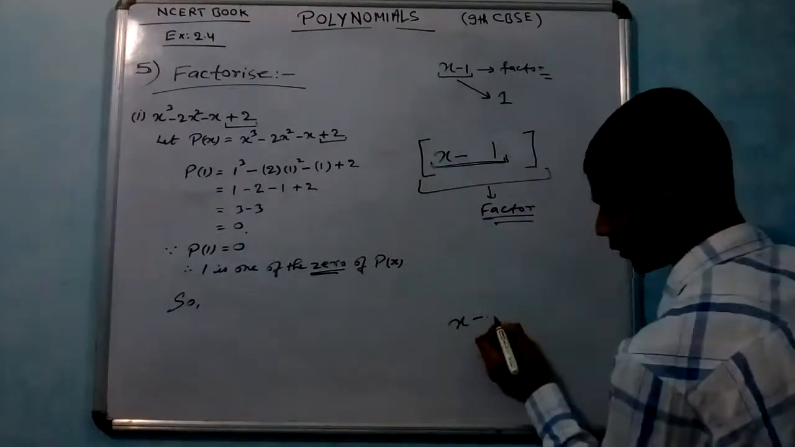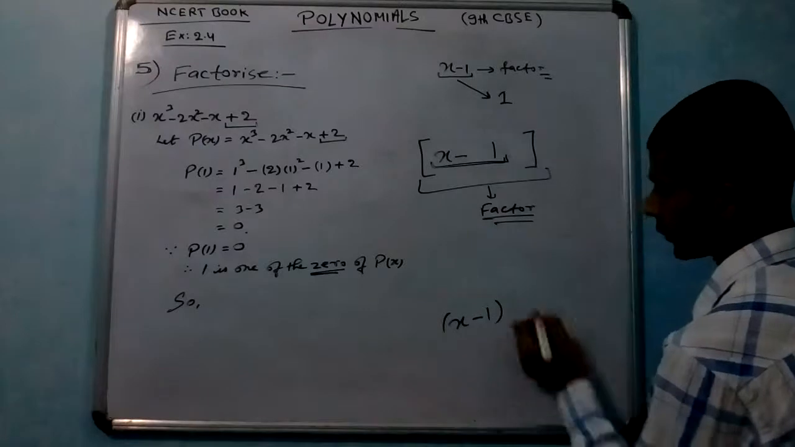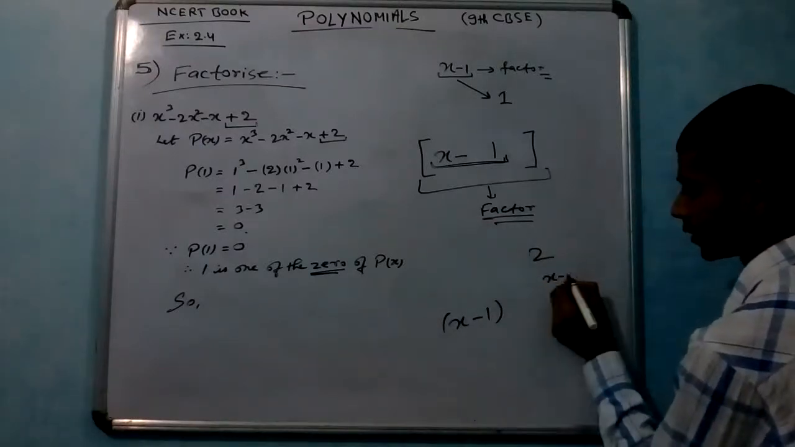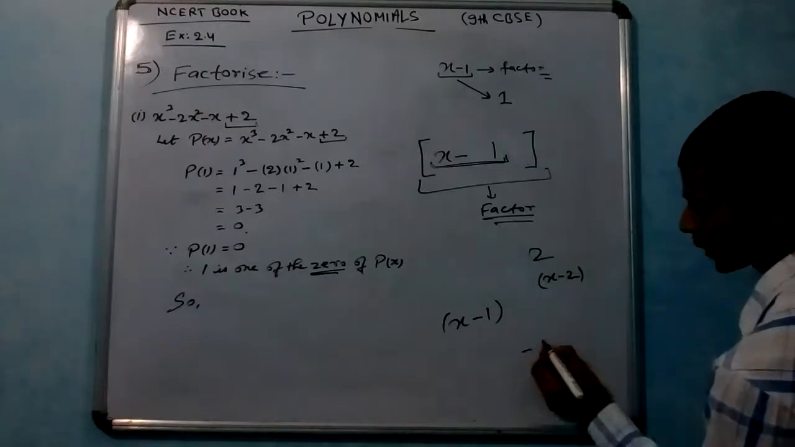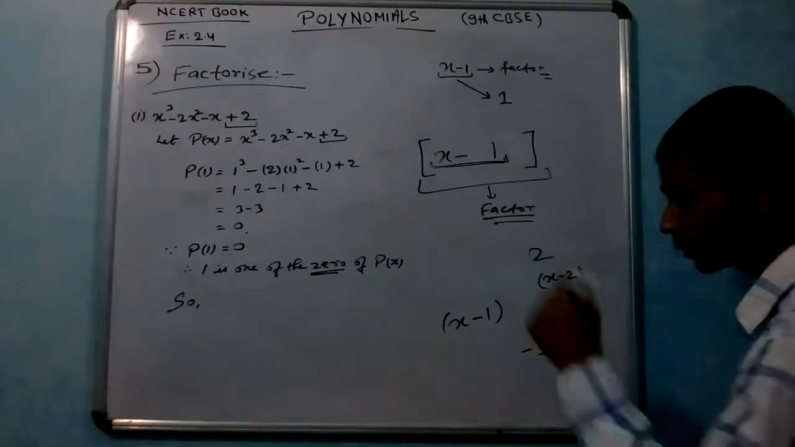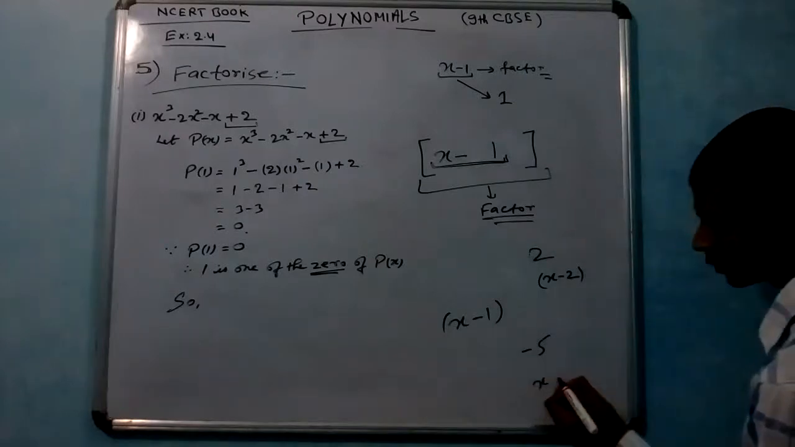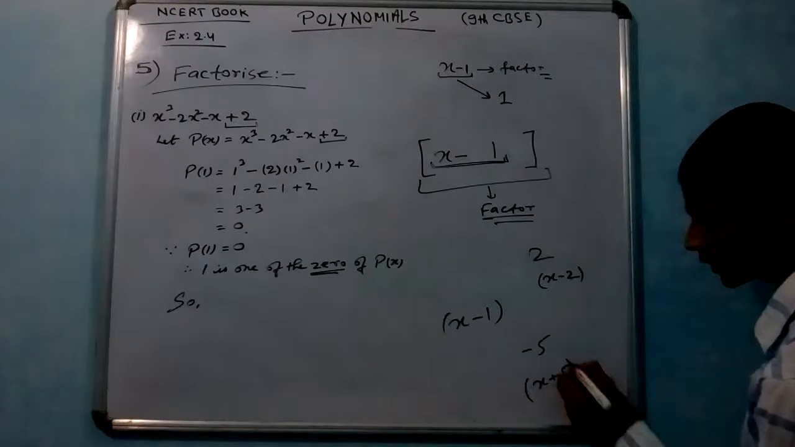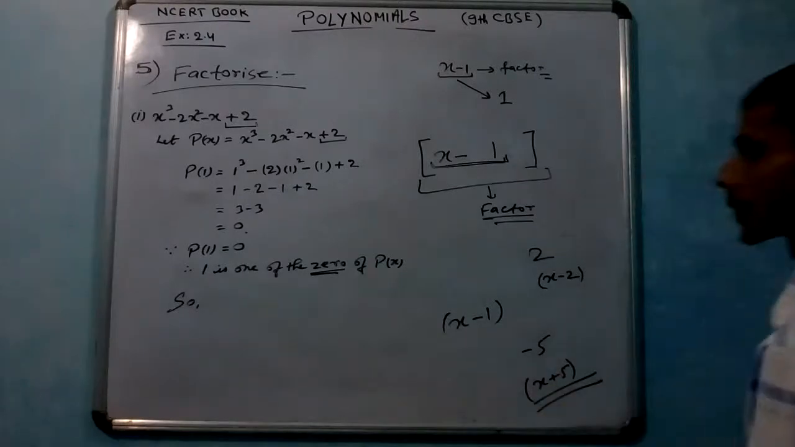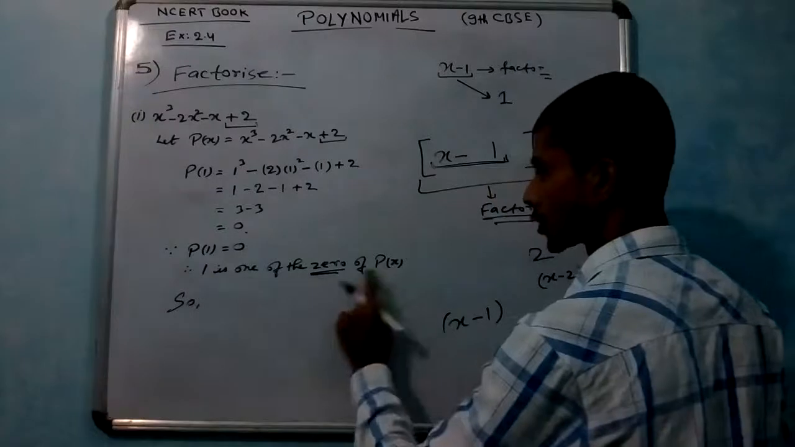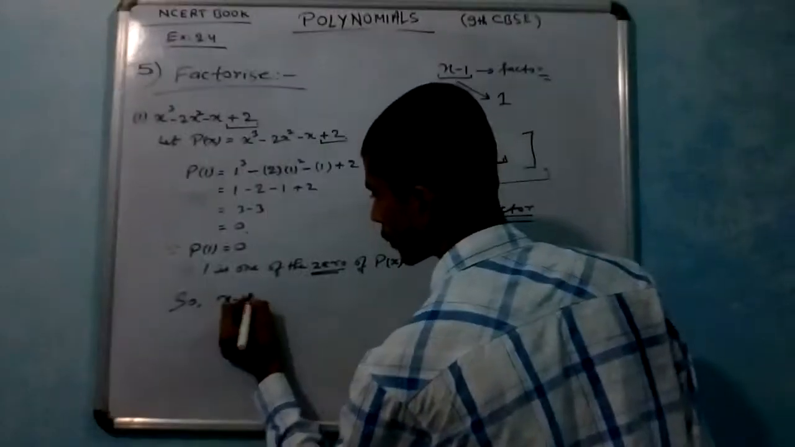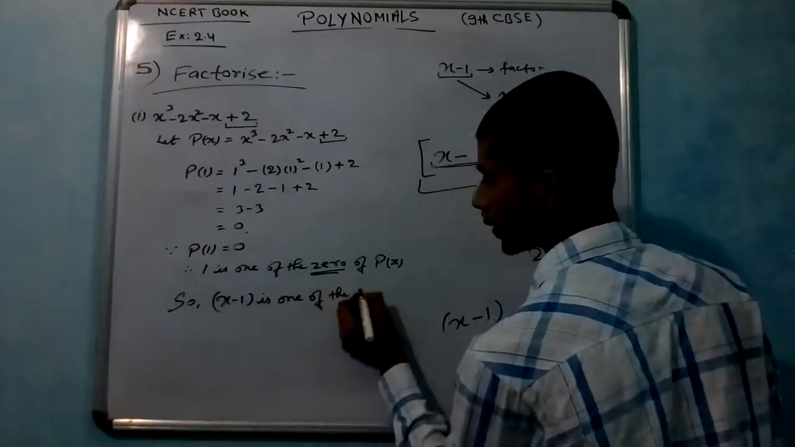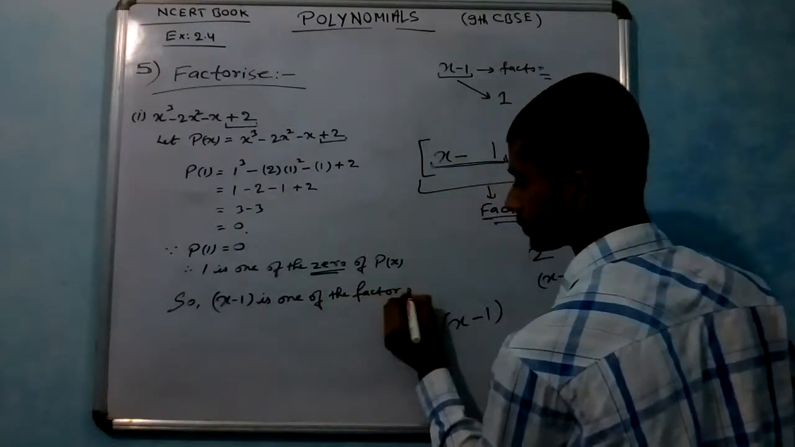1. If suppose 2 is the 0 of some polynomial, then what will be the factor of that polynomial? X minus 2. If suppose minus 5 is one of the 0s of the polynomial, what will be the factor of that polynomial? X minus of minus 5, that is x plus 5. Understanding? So just like that, 1 is one of the 0s of Px, so x minus 1 is one of the factors of Px.